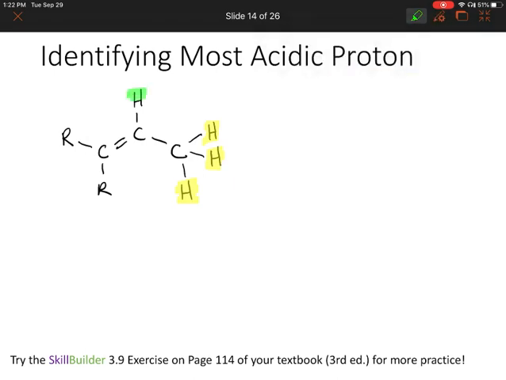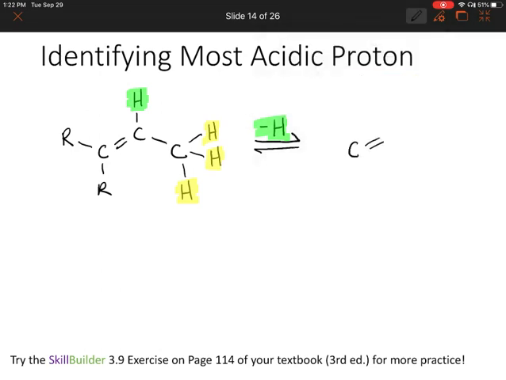However, the hydrogen on the second carbon is different. So I'll highlight that in a different color. All right, so the next step is to show the conjugate bases for these different hydrogens and their removal from the molecule. So let's say that a base comes in and removes the green hydrogen. So we'll subtract that hydrogen from the molecule.